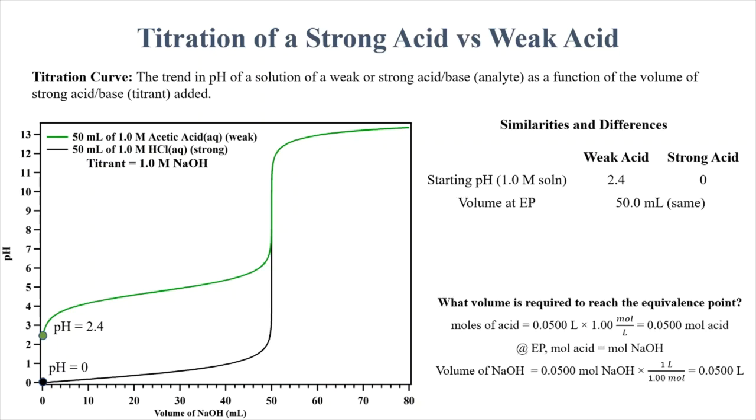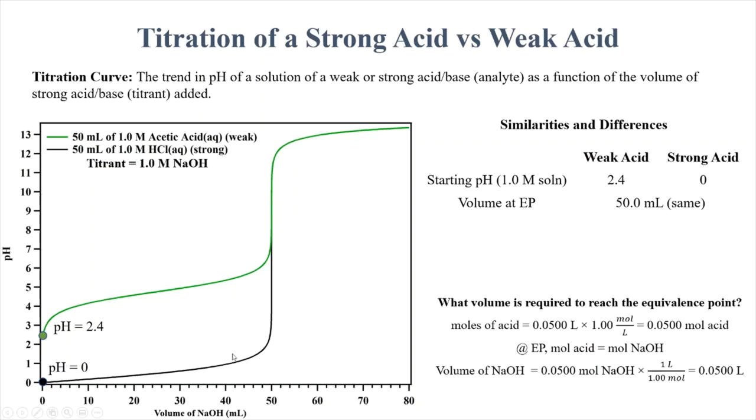Now let's start to look at some things when we add base. So let's look at the volume of the equivalence point. Now, we had covered this in the last video. We know that the equivalence point is when we have this rapid rise in the pH. And you can see that both of these solutions have the rapid rise right at exactly the same spot. So this is essentially perfect. They're both going to have their equivalence point in the same place.